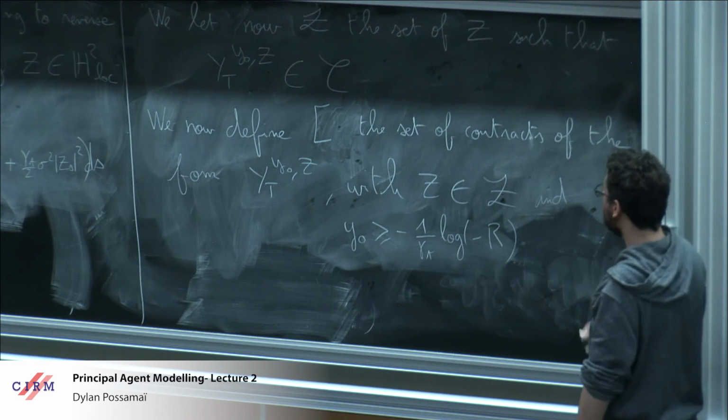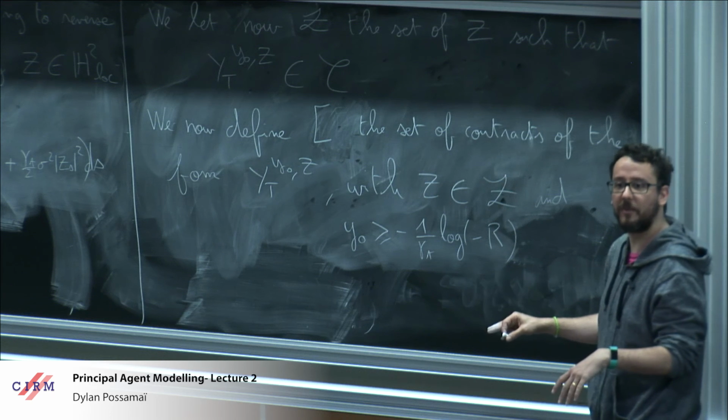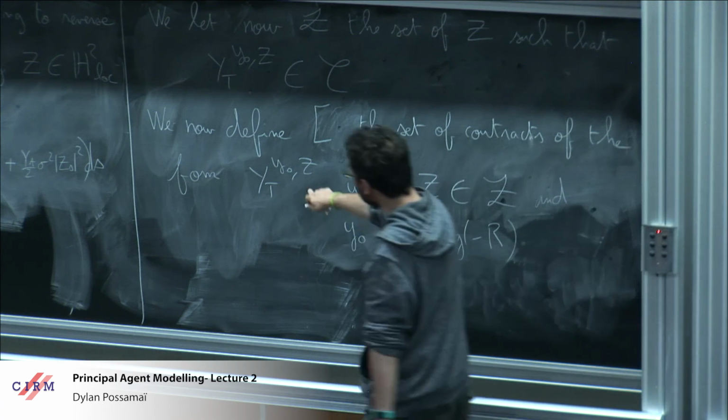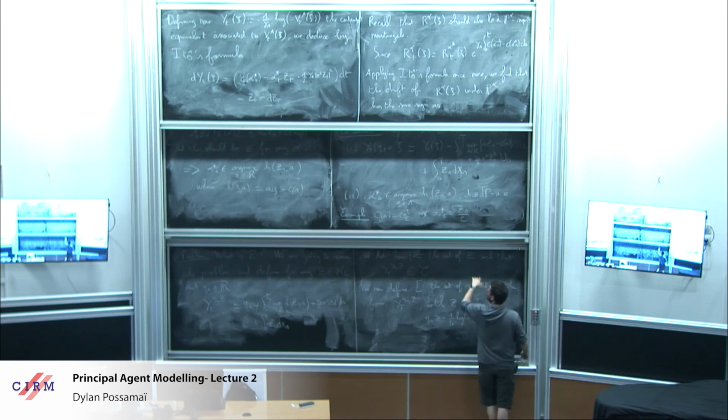Okay, so what happened here? Now I'm looking at an extremely specific class of contracts. They are terminal values of this forward stochastic differential equation, which is not very differential because there is no y on the right-hand side. I take z here such that I have enough integrability, and the y0, I take it greater than this.